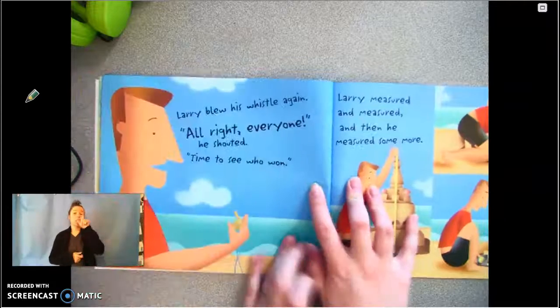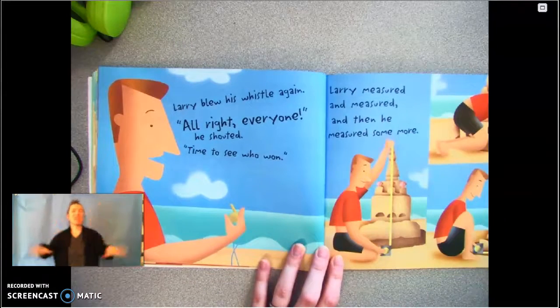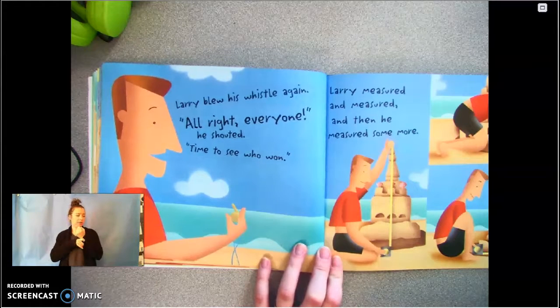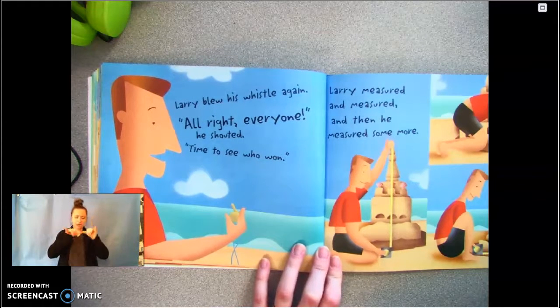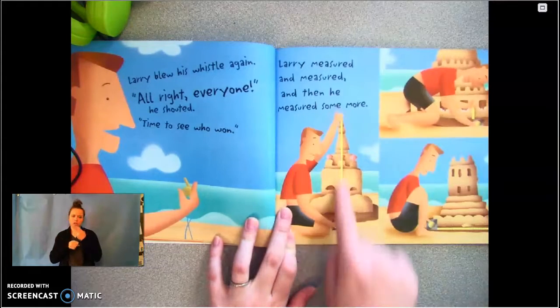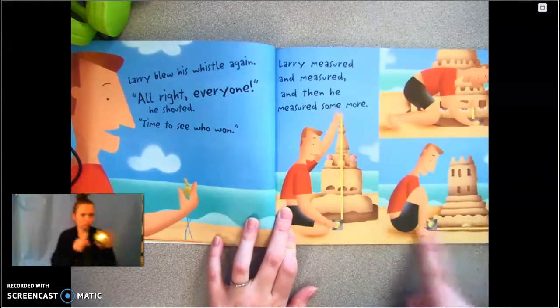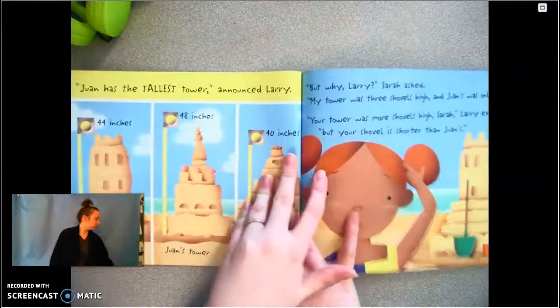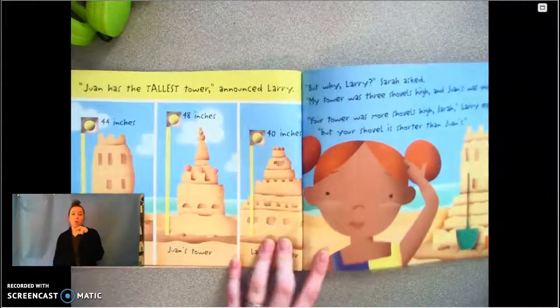Larry blew his whistle again. "All right, everyone," he shouted. "Time to see who won." Larry measured, and then he measured some more. He's using a tape measure. "Juan has the tallest tower," announced Larry.